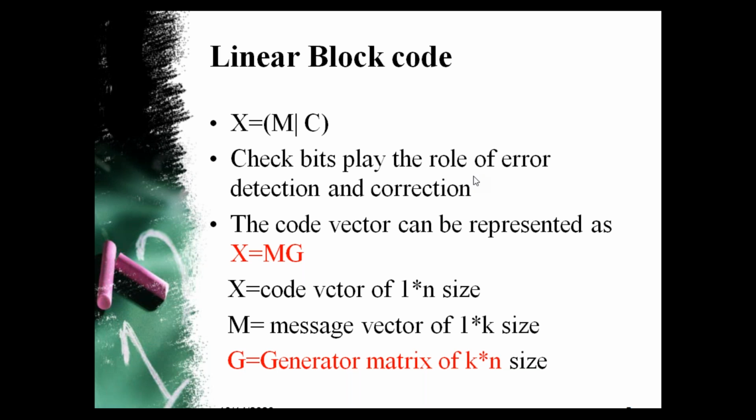In this channel coding, the purpose is error control, so it is known as error control coding. The reason is we are adding redundant bits, extra bits, termed check bits, which are used for the purpose of error detection and correction. Then the code vector can be represented as before.